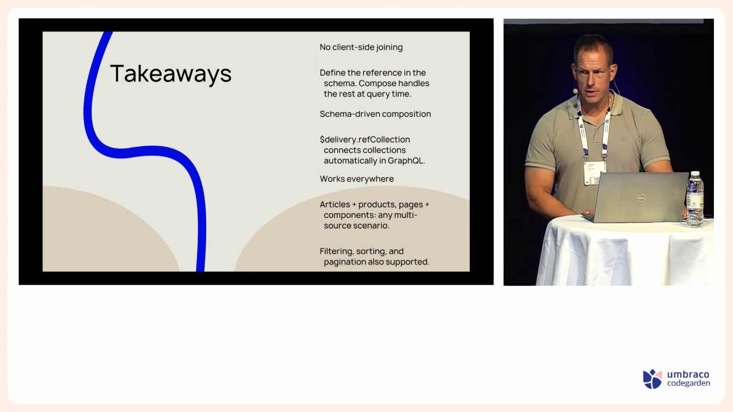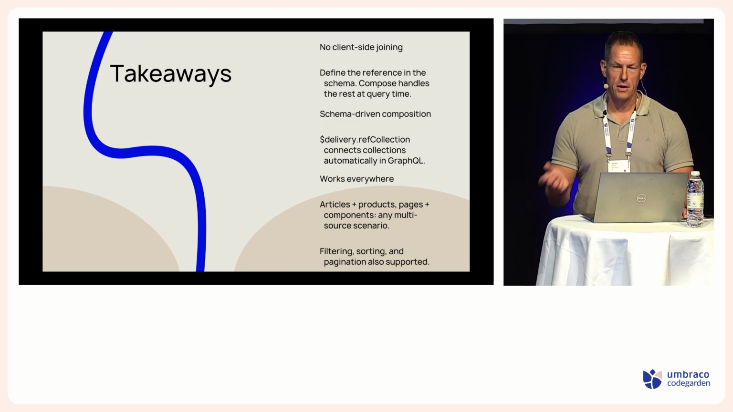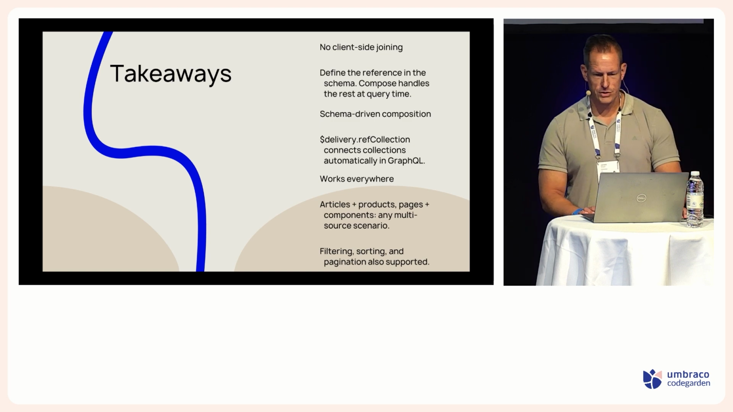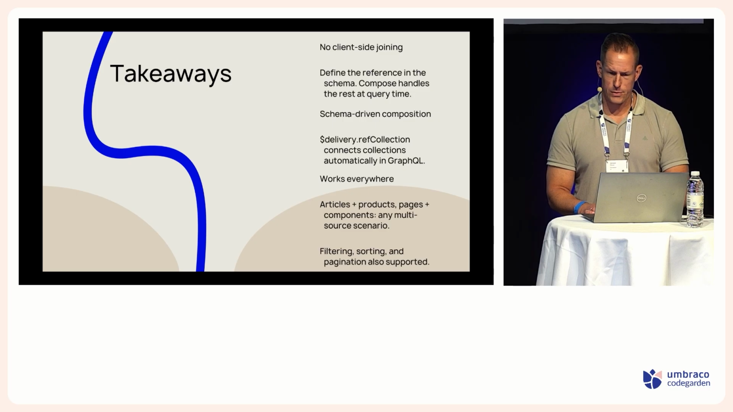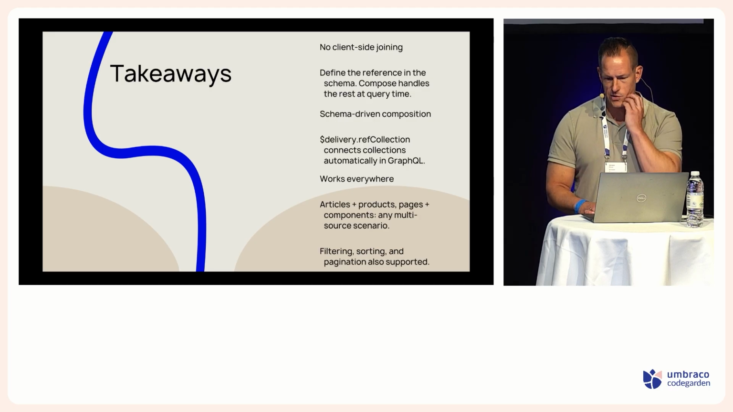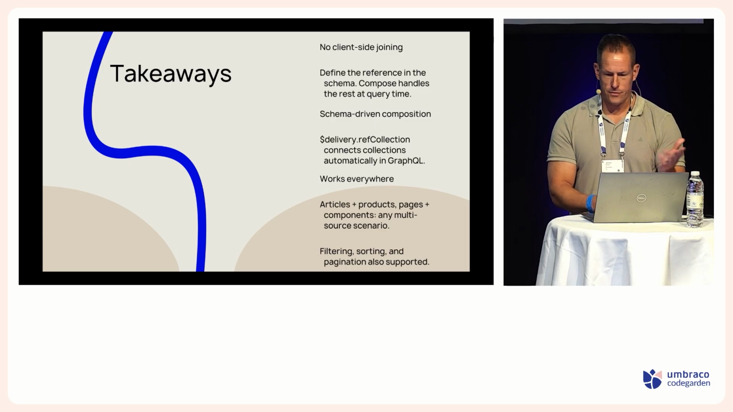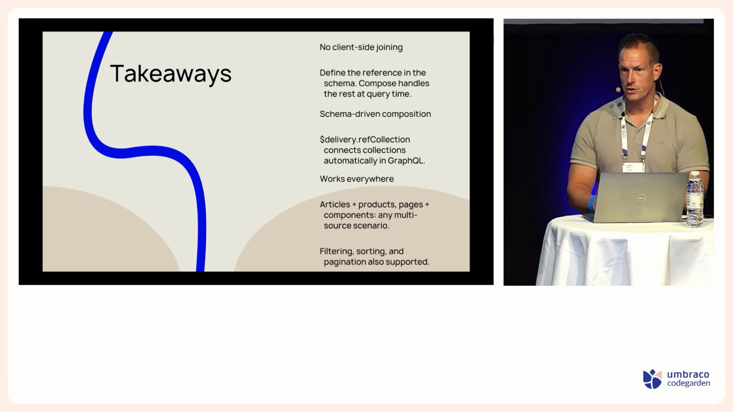So that was what I wanted to demonstrate. The main thing is that we don't have any client-side joining. The reference, you can define it in the schema for your collections. Compose handles the rest at query time. So everything is a schema-driven composition. And like I said, the ref collection is the main thing that you need. You can do this on articles and products, but also pages, components, any multi-source scenario, and filtering, sorting, and pagination is also supported.